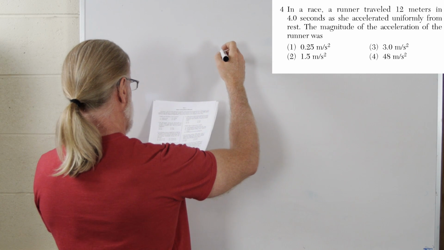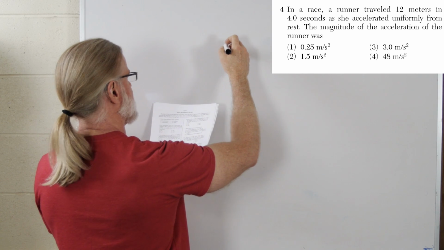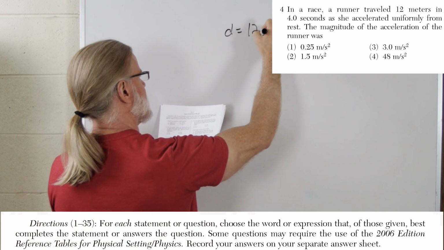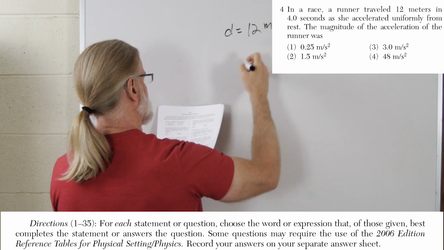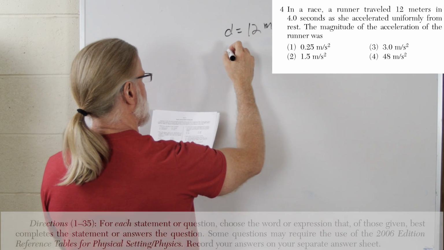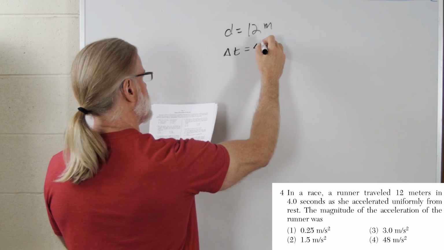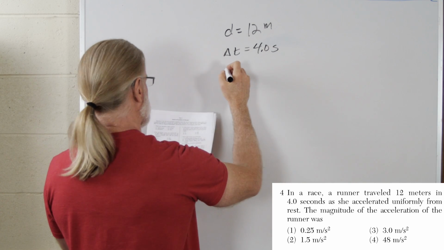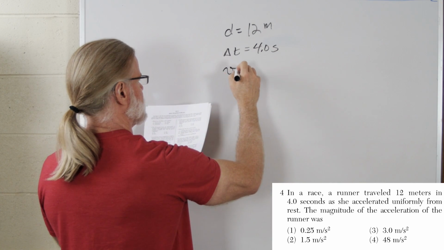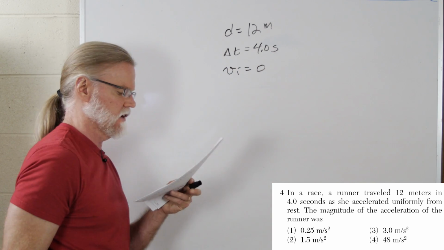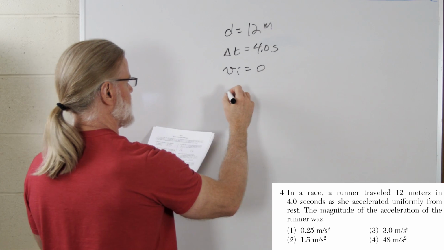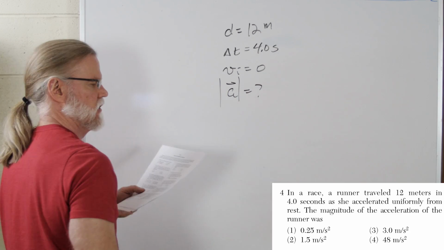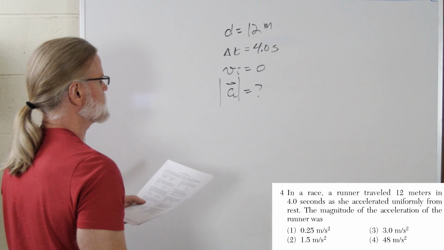In a race, a runner traveled 12 meters. Okay, so they didn't give us any direction, so I guess 12 meters is going to be the distance she travels, and it's going to take her 4 seconds. Looks like we have 2 significant figures in both of these. As she accelerates uniformly from rest, V initial is 0. All right, so she starts at rest. What's the magnitude of her acceleration? All right, they just want the magnitude. Acceleration, of course, is a vector, but they just want the magnitude.